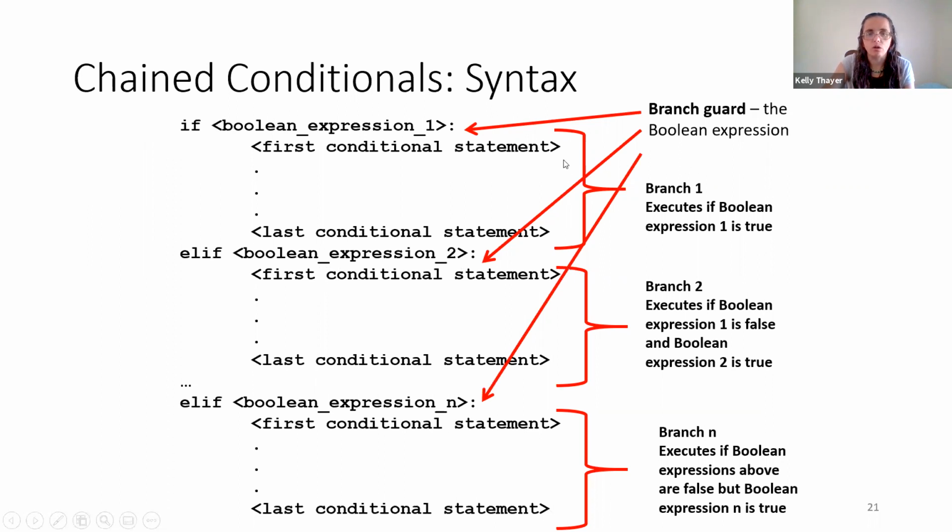Each of these will also have a branch associated with it. So with our first if statement, we'll have our first branch, and all of the statements in branch 1 will be executed if this is the first one which is correct, and so forth.